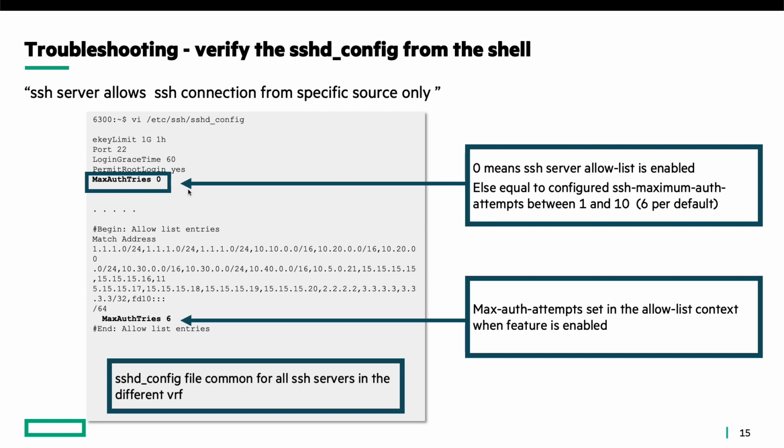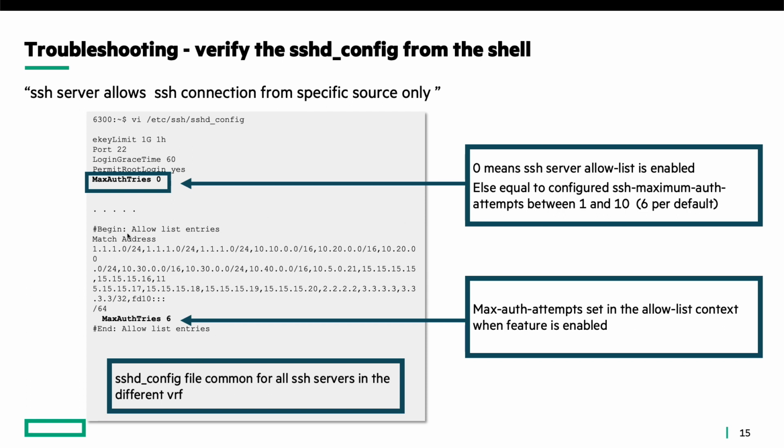Here there are some interesting attributes, which is the MaxStartups attribute. If it is set to 0 in the configuration file, it means the SSH server allow list has been enabled in the CLI. Otherwise it will be equal to what is configured in the CLI. If it's not configured in the CLI, it's 6 by default. It can go from 1 to 10. So 0 means SSH server allow list enabled.